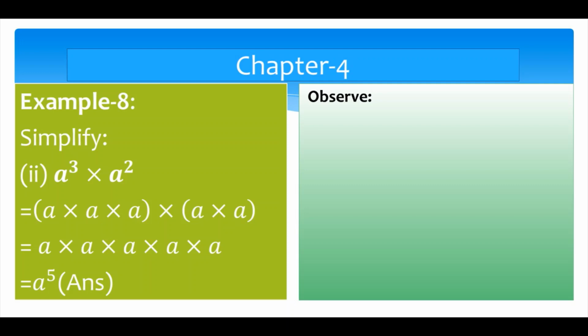Next, observe. A cube multiplied by A square is A to the power 3 plus 2. That means the base is the same here, so we can write the powers with an addition sign, and we can write directly A to the power 5. That means there are two ways to solve this math. This is one way and this is another way. So you can do it like this, or you can follow this formula, no problem.